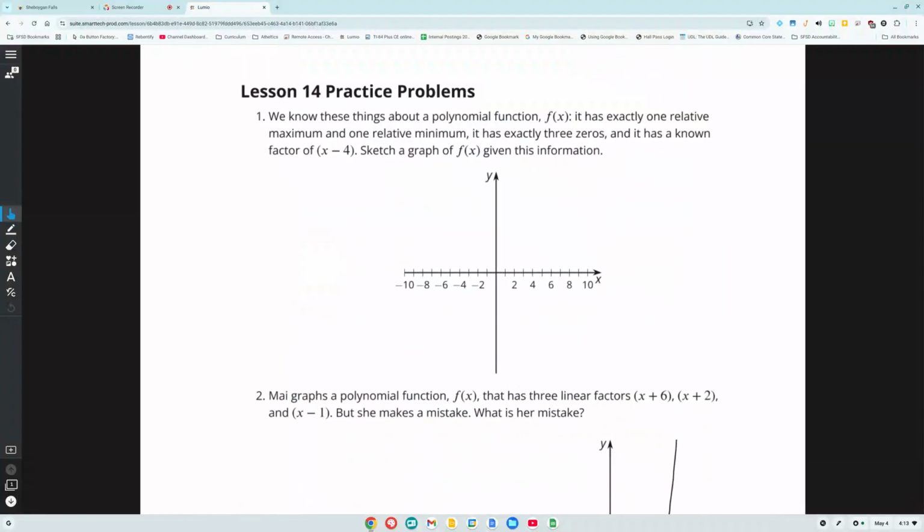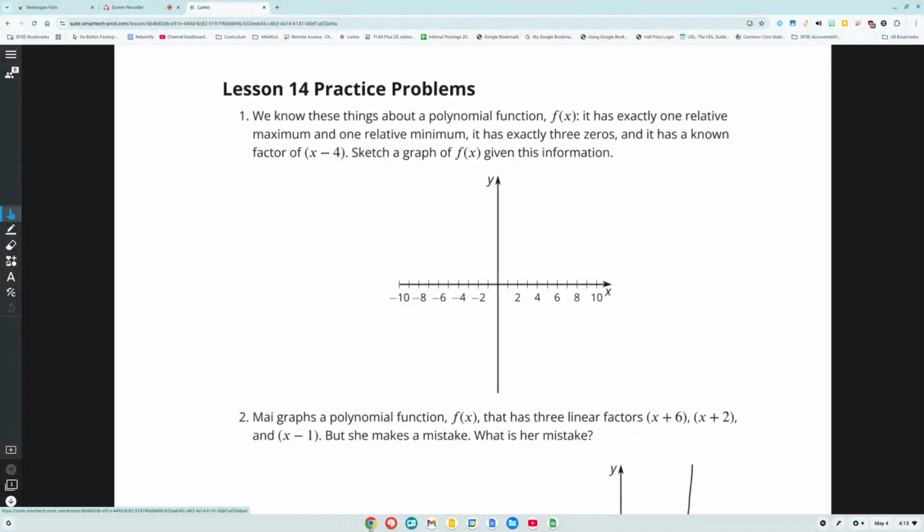So if I have a factor of x minus 4, that means I have an x-intercept at 4. So that's going to be my first place that I'm going to take a look at. It has exactly one relative maximum and one relative minimum. That means it goes up and down. And there are exactly 3 zeros. So just to kind of make my life easy, I'm going to spread out those zeros. I'm going to go at 4, 0, and negative 4.